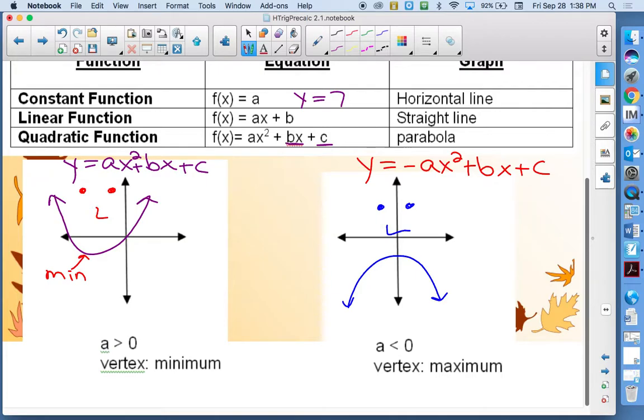That creates our frown. The vertex again, this time it's a max. So when it opens down, it creates a frown. A graph that opens down has a maximum point of a parabola. So down max, up min.